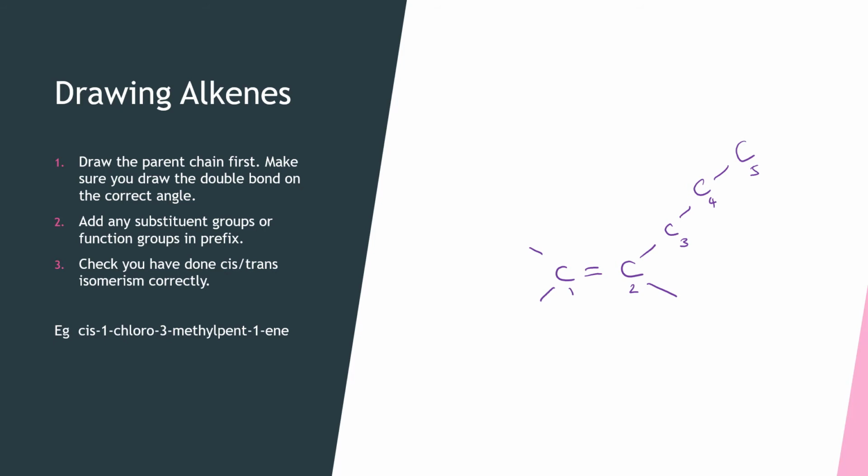Now I'm going to add my substituent groups or functional groups in prefix. So 3 is methyl, so I'm going to put a carbon off it. And then I have a chloro on number 1. And I have to check this here. The chloro, it says it's cis, so a chloro can't be there. It has to be here so that my hydrogens will be in a cis configuration. Then I'm going to add all my hydrogens so that the carbons have satisfied their 4 bonds. And then we have it.